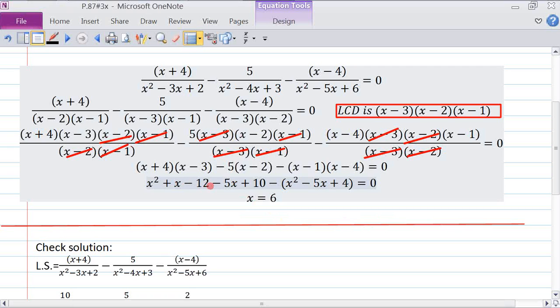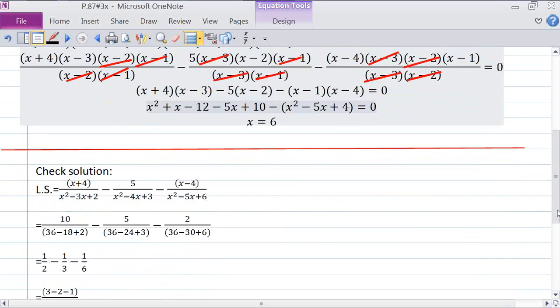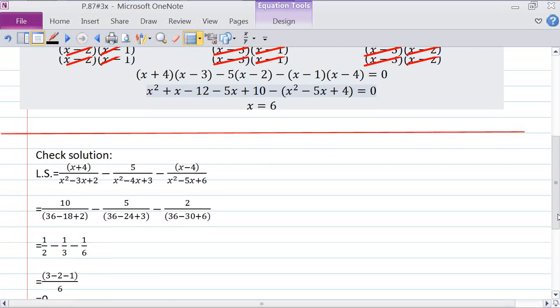Minus 12 plus 10 is minus 2. Minus 2 and this minus operating on the plus 4 is minus 4. So minus 2 and minus 4 is minus 6 on the left, which becomes plus 6 on the right. So the solution is x equals 6.